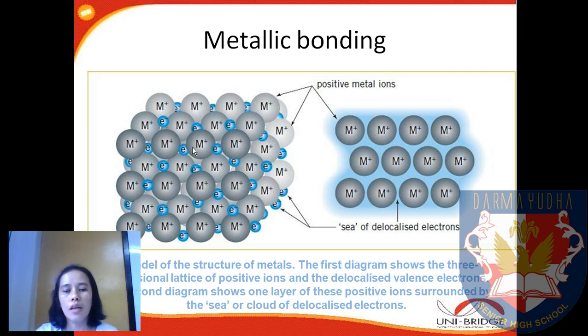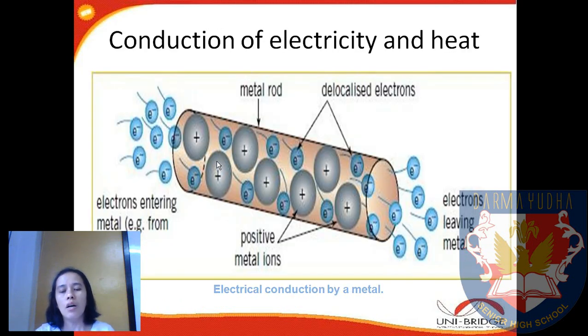Then, metals are good conductors of electricity because of these free mobile electrons. They carry electric charge through the metal. This is how metals conduct electricity.